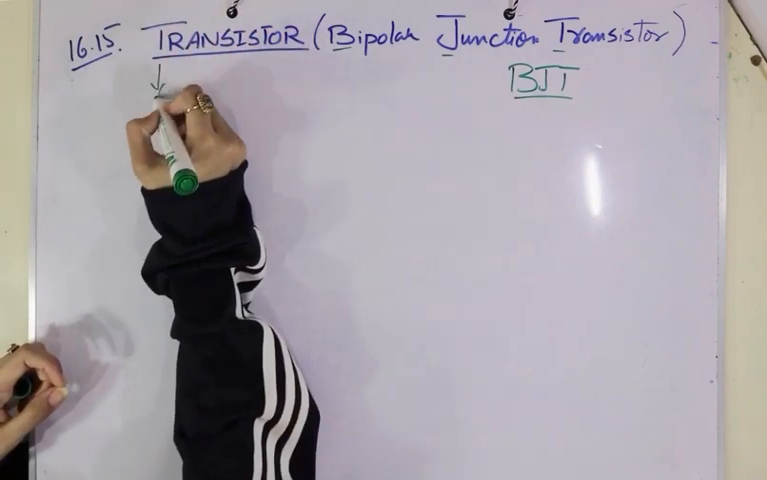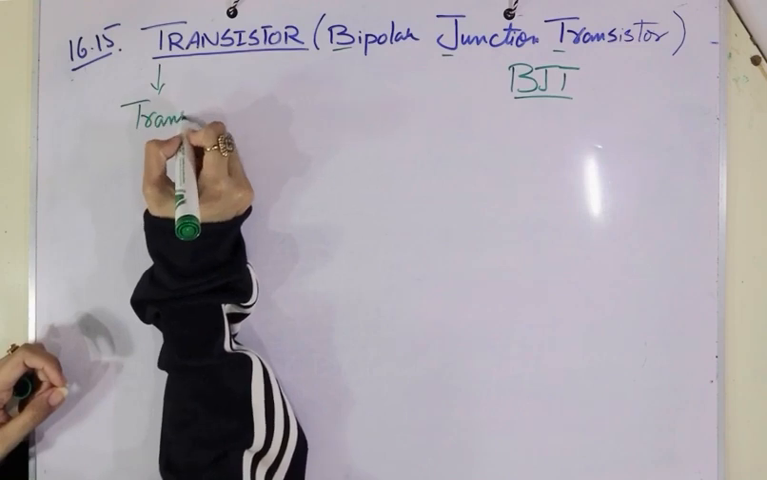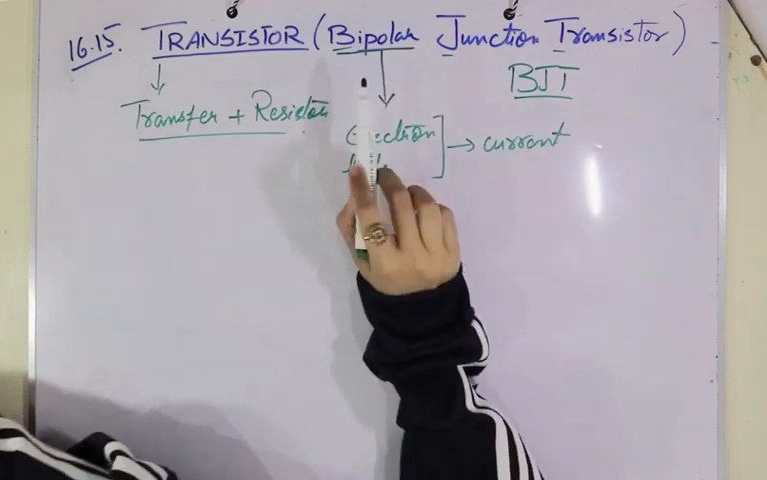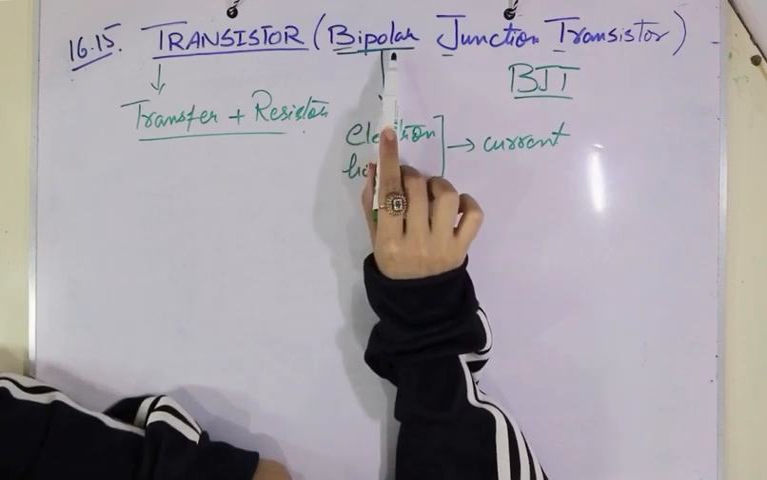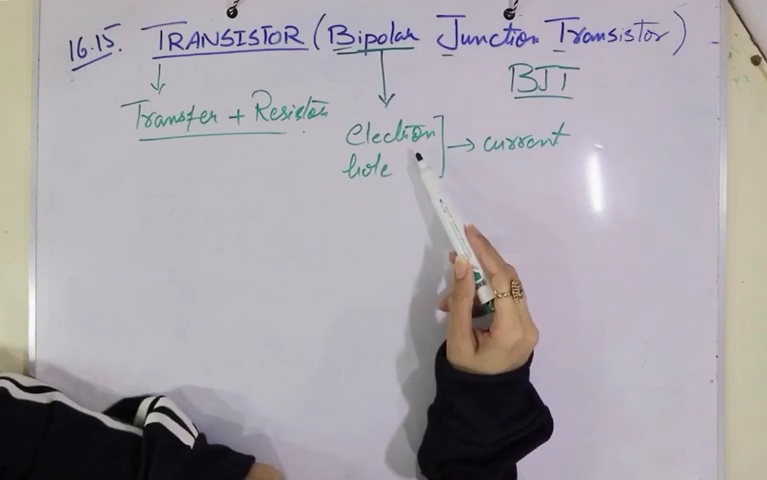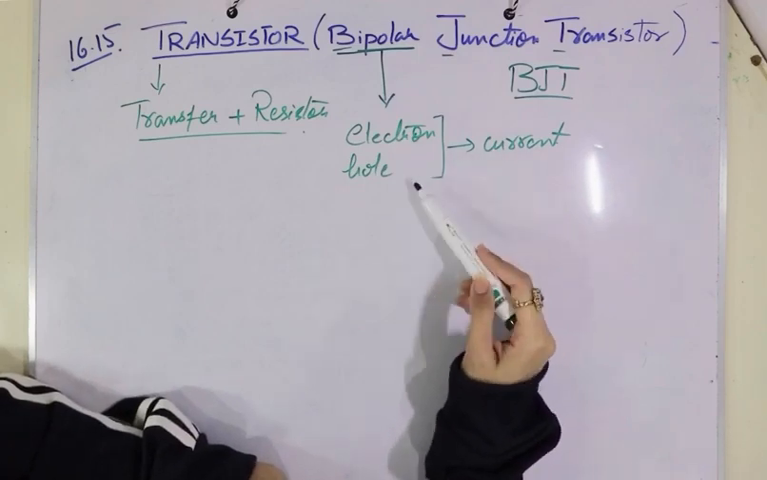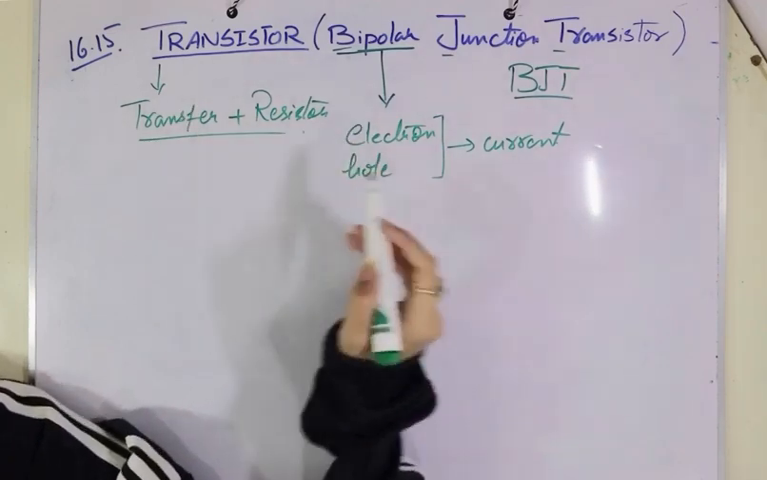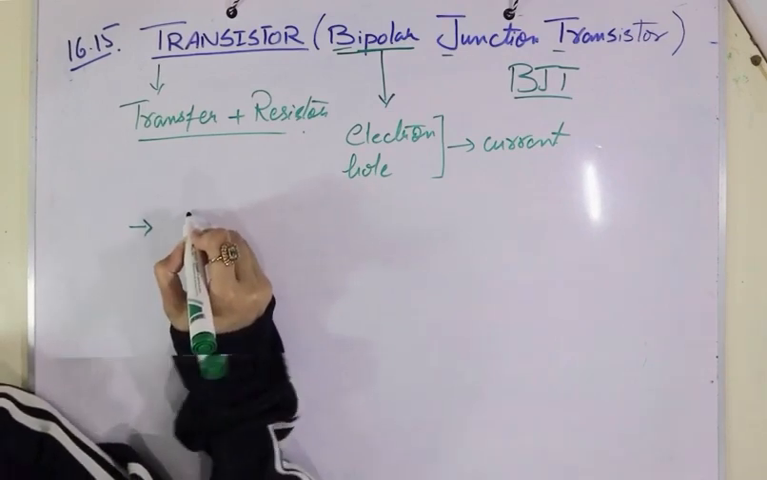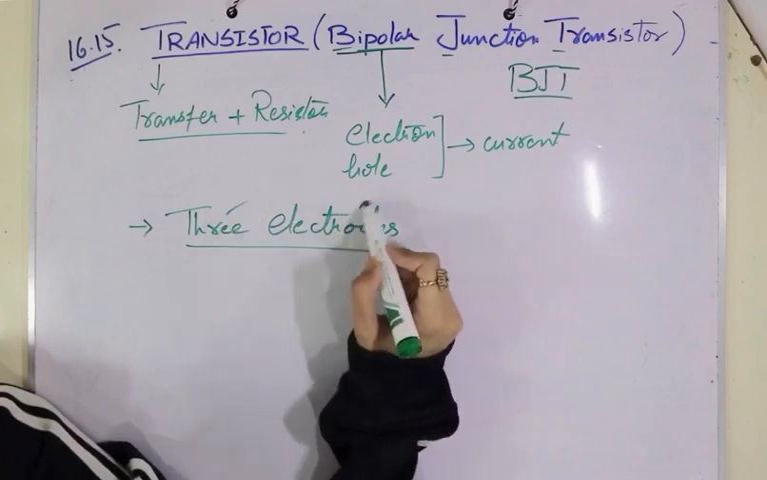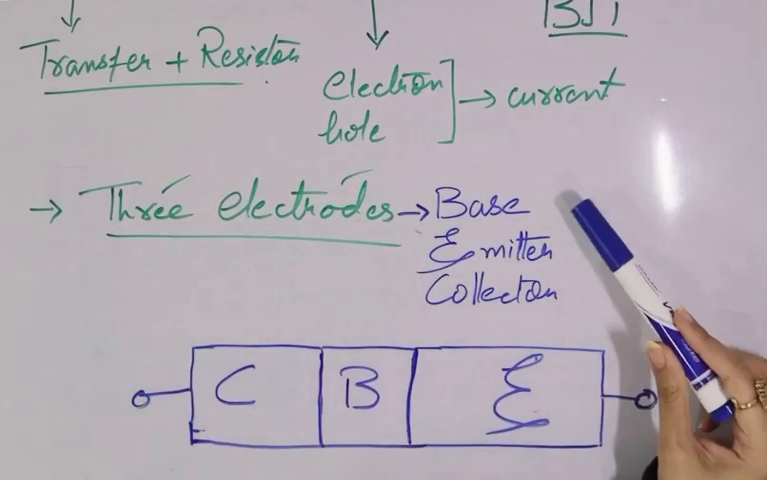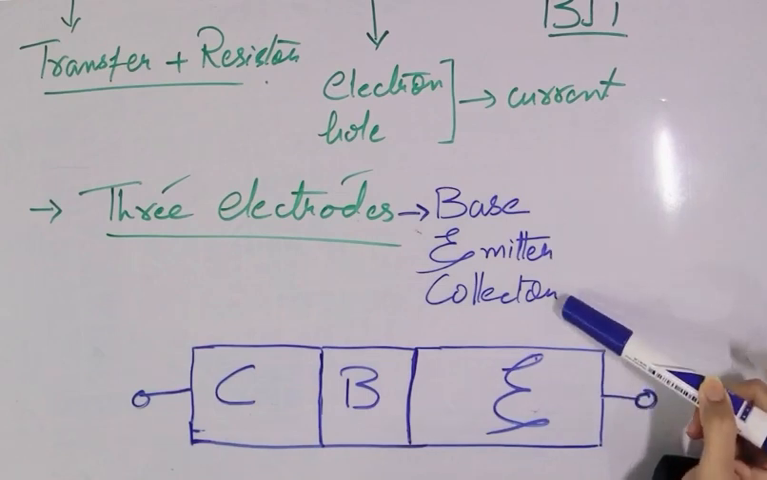This is made up of two words, transfer plus resistor. And bipolar, bi means two, polar means poles, like two poles, and by that it means we are using both electron current as well as hole current. Another identification of a transistor is that it has 3 electrodes. How? By 3 electrodes it means it has base, emitter and collector.